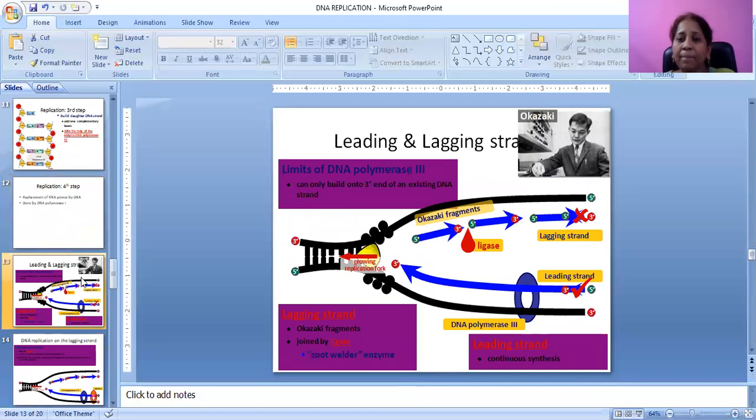DNA replication happens in two ways: the leading strand and the lagging strand. Here, what is the limitation? DNA polymerase 3 has some limitations. It can only build onto the 3' end of an existing DNA strand.